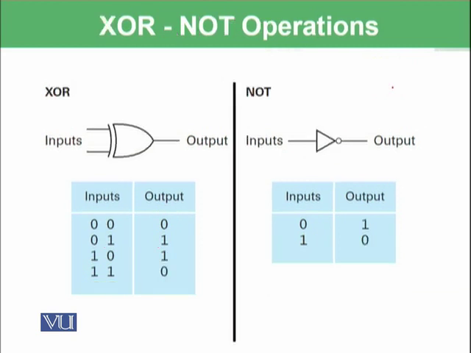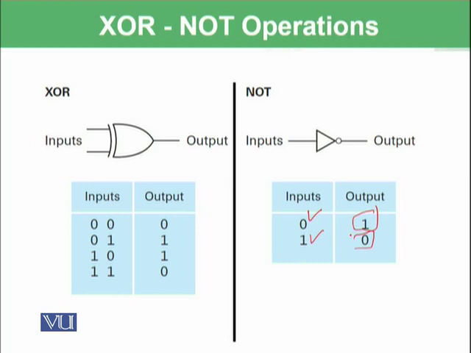Then there are 2 other Boolean operators. One is known as exclusive OR and another is known as NOT. NOT is very simple. If you give 0 as input, it produces 1, and if you give 1 as input, it produces 0. In computer science, we call this toggle. Whatever you give, it produces the reverse output.